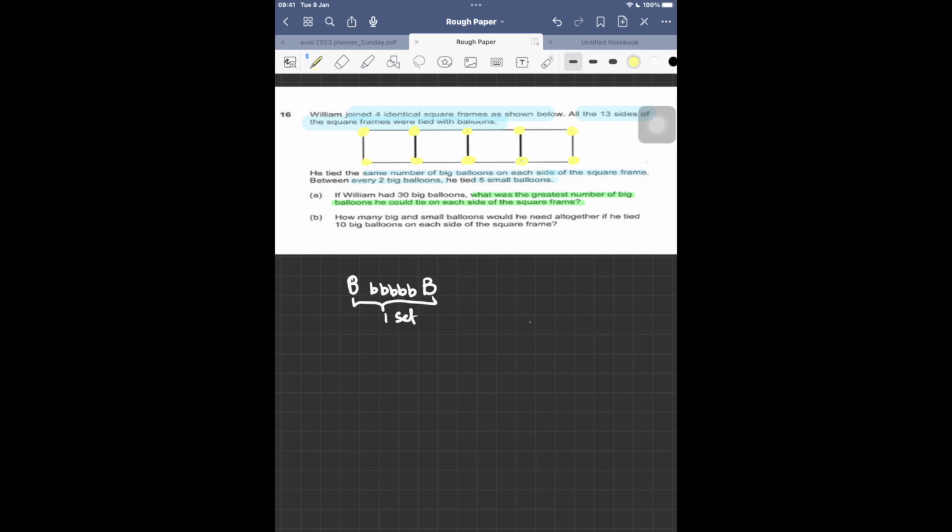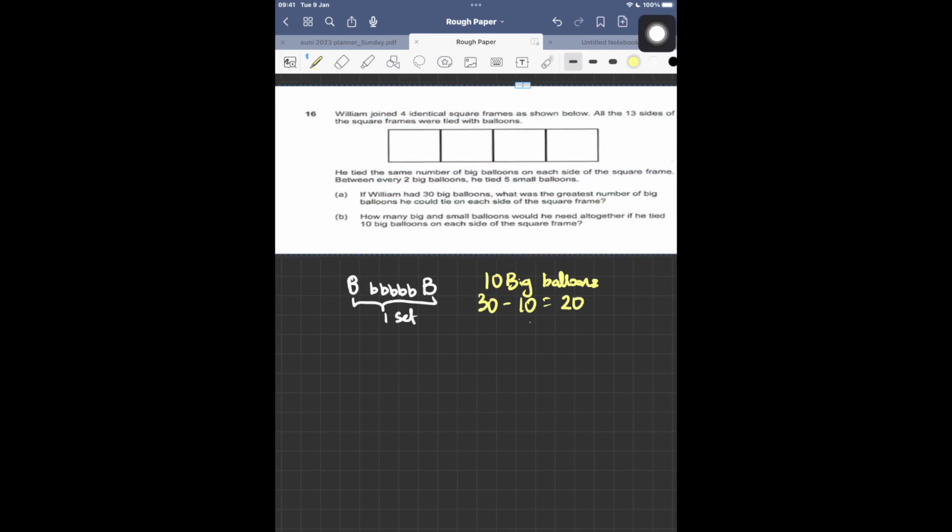How many big balloons in total do we have from the figure here? When I count, 1, 2, 3, 4, 5, 6, 7, 8, 9, 10. So I actually have 10 big balloons. And the question asks if William had 30 big balloons, what is the greatest number of balloons that he could tie on each side? So we already have 10. If 30 minus 10, that will give you 20, right?